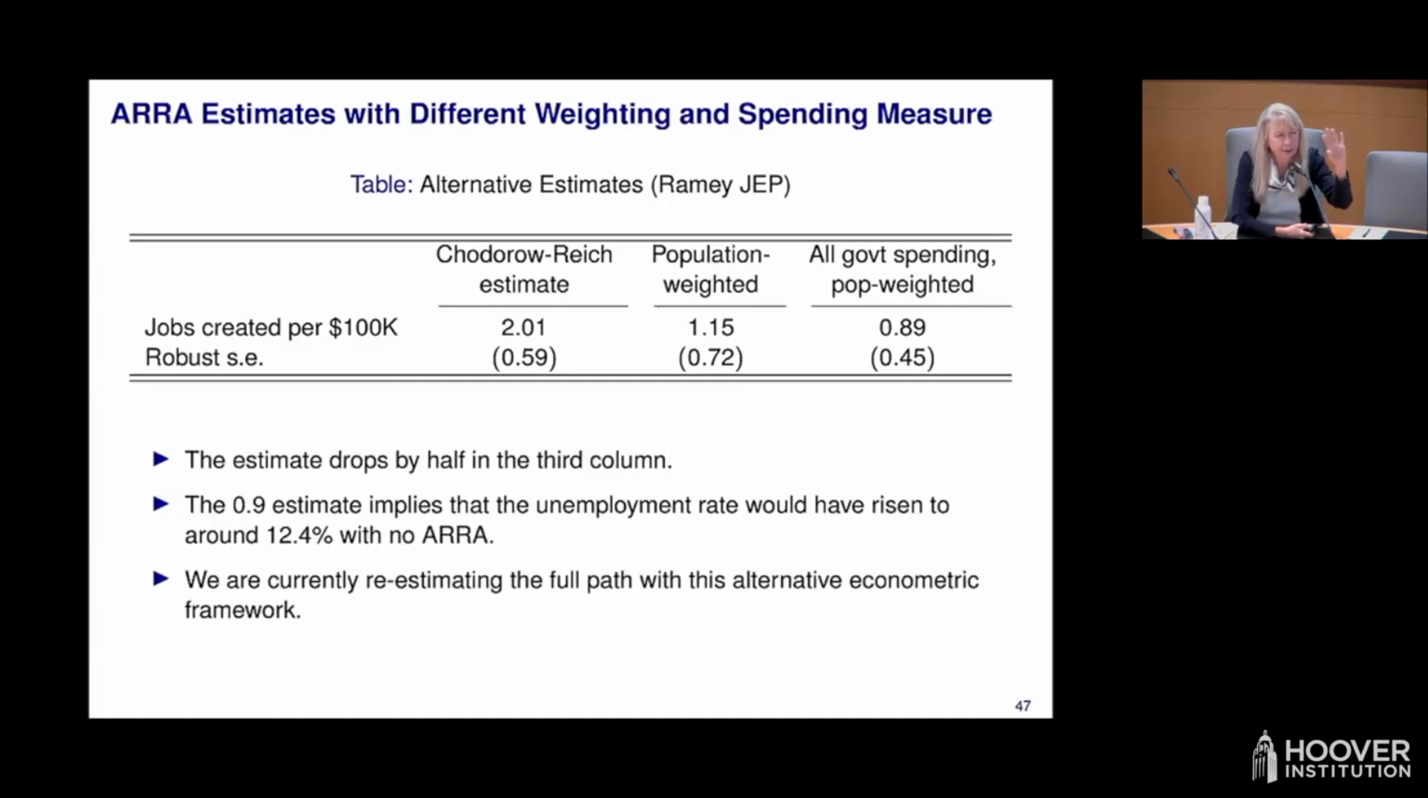A rough calculation, which we want to do more carefully, suggests that the counterfactual from using the 0.9, but using the Farhi-Werning kind of theoretical modeling for aggregating up, suggests that the unemployment rate would have risen to about 12% with no ARA. That's very preliminary. Still significant, all right, but not 15.5%. And so we're currently looking at re-estimating the full path with this. May or may not be useful.